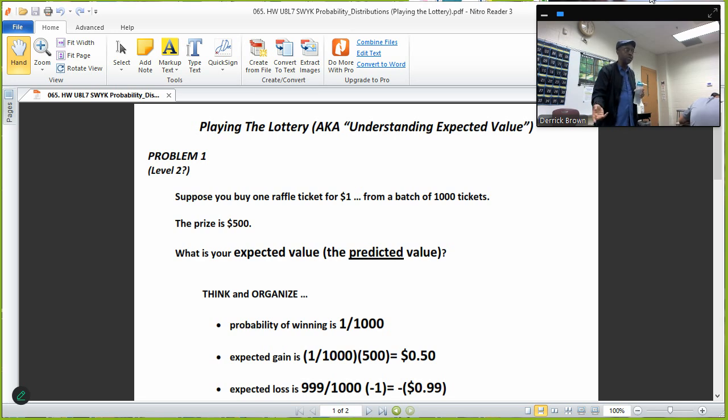The expected value is the sum of all the possible values times their probability. You there? What are our possible values? 500 and negative 1. What is the probability of me having that value of 500 put in my pocket? What's the probability of me getting 500? I can't hear you. The probability of me getting 500 is 1 out of 1,000. Now, what's the product of 500 and the probability 1 out of 1,000? What's that product? Read it from the board. It's on the board. What is the product of 500 and 1 divided by 1,000?